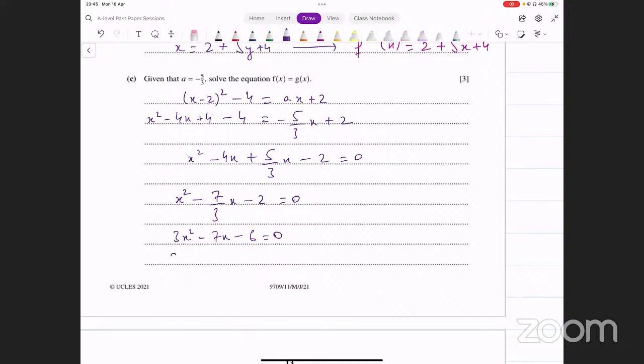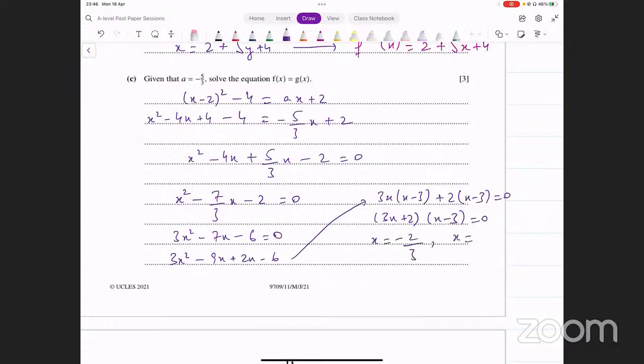Yeah, so now we can use that factorization. Now it works. 3x square minus 9x plus 2x minus 6. And this gives us 3x into x minus 3 plus 2 into x minus 3. That equals 0. We get two factors. 3x plus 2 into x minus 3 equals 0. X equals -2/3 and x equals 3.